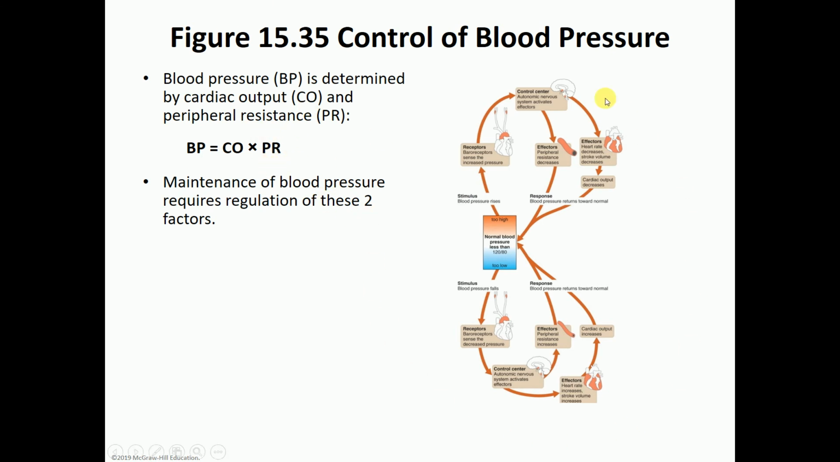So let's take a look at the scenario here. What happens if a patient has high blood pressure? If the blood pressure goes up, again, those are picked up here by your baroreceptors that are found in the arch of the aorta or at the carotid bifurcation. So those are known as your carotid and aortic baroreceptors.